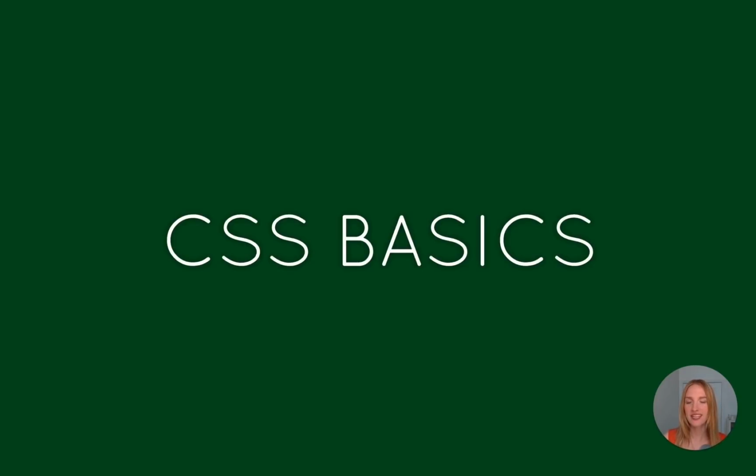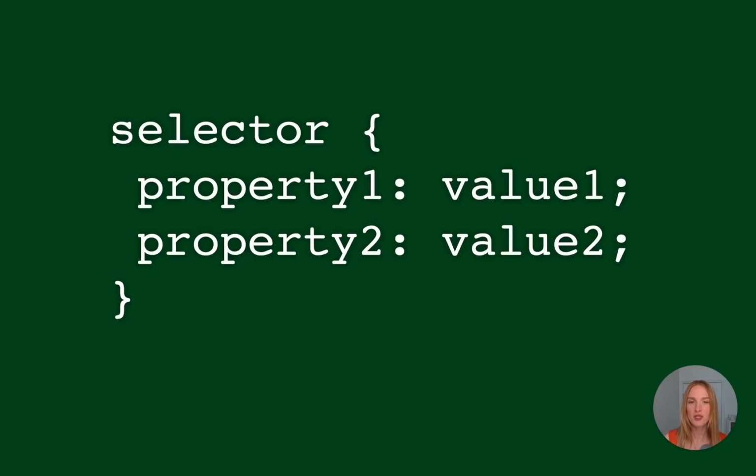Let's go over CSS syntax. First part of CSS syntax is the selector that you see here. A CSS selector is the first part of a CSS rule. This tells the browser which HTML element should be selected to have the CSS property values inside this rule.